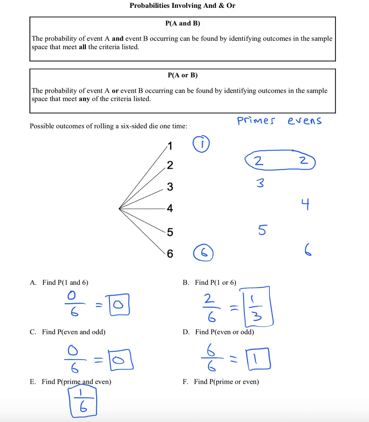Okay, now let's find the probability of prime or even. Well, 2 would certainly work because it's both. 3 would work because it's prime. 4 would work because it's even. And so would 5, and so would 6. They would all work. The only outcome that doesn't work is 1. It's not prime, and it's not even either. So this gives us a 5 out of 6 probability.